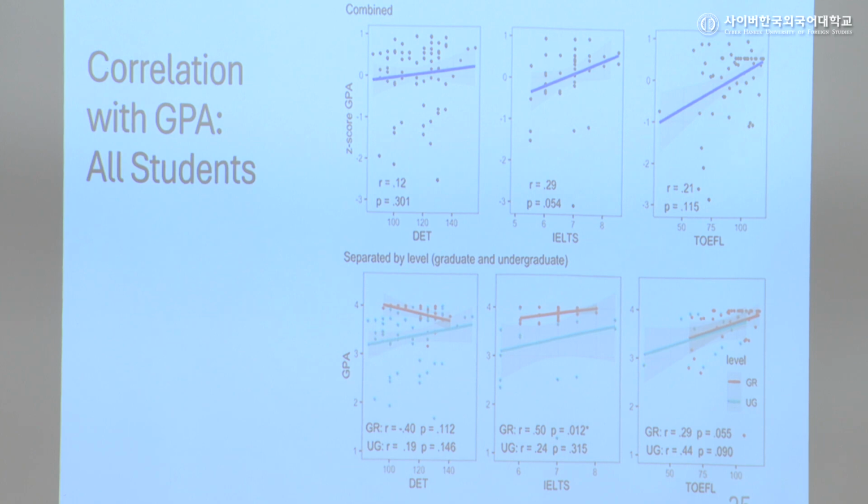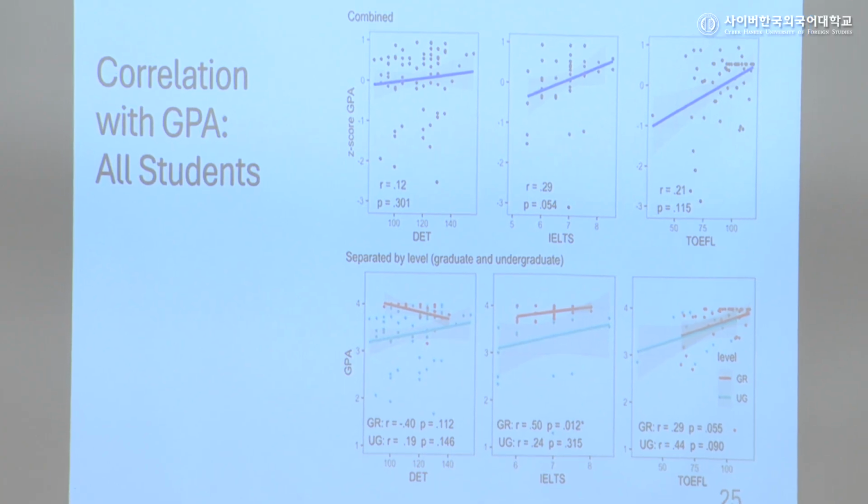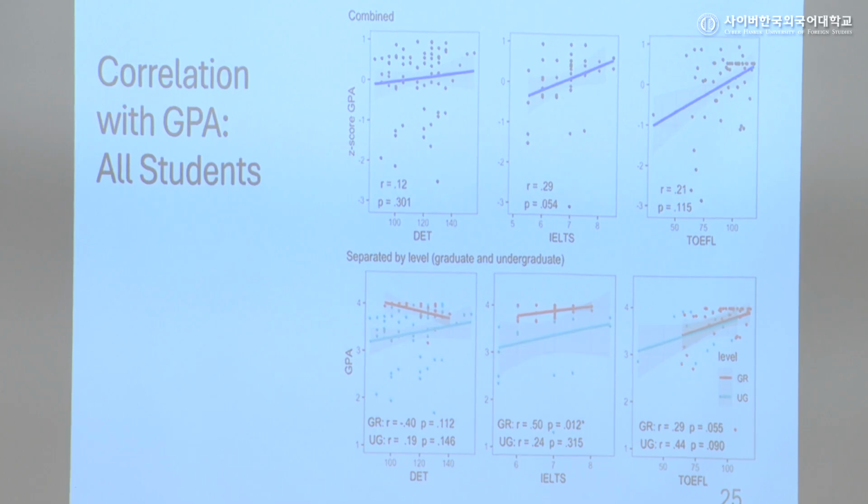But more squarely related to what we're talking about today, in terms of indicators of performance, we look at their GPA. You can see here, when we combine all the data, graduate and undergraduate, in the top row, there don't seem to be really big differences across tests. IELTS looked like it had the biggest correlation overall, but nothing's really jumping out as large. All of these would be small correlations. When we break it down by student level, graduate and undergraduate, it's kind of similar.